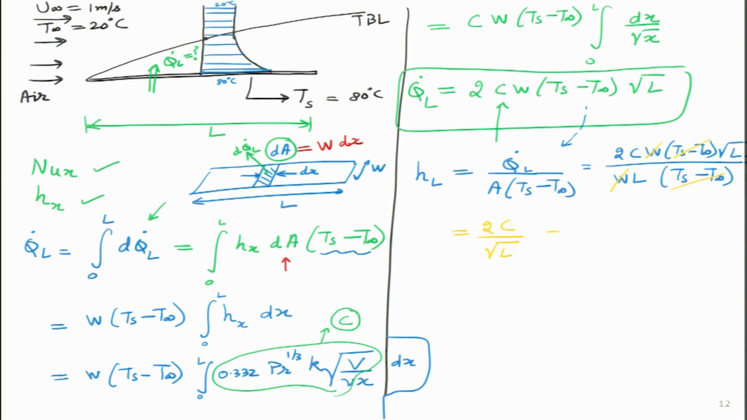And now, the time has come to plug in the value of C. I can plug in this value of C from over here. C is simply 0.332, which I have to make twice. So, I get 0.664 times Prandtl to the power 1 by 3 times k, and in the square root I think I will get V by nu L.